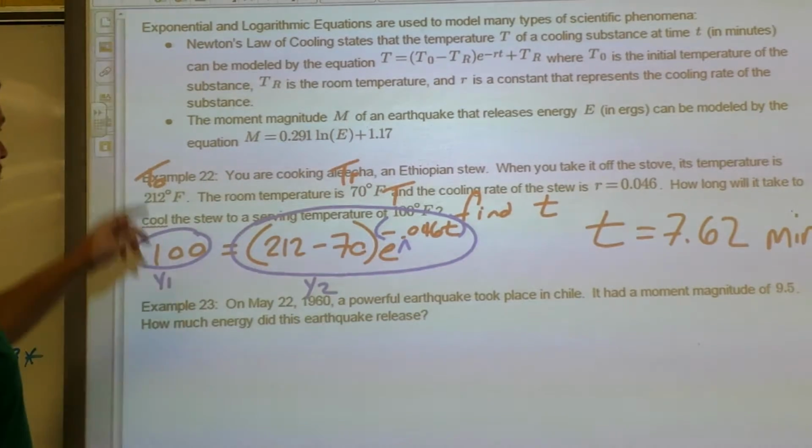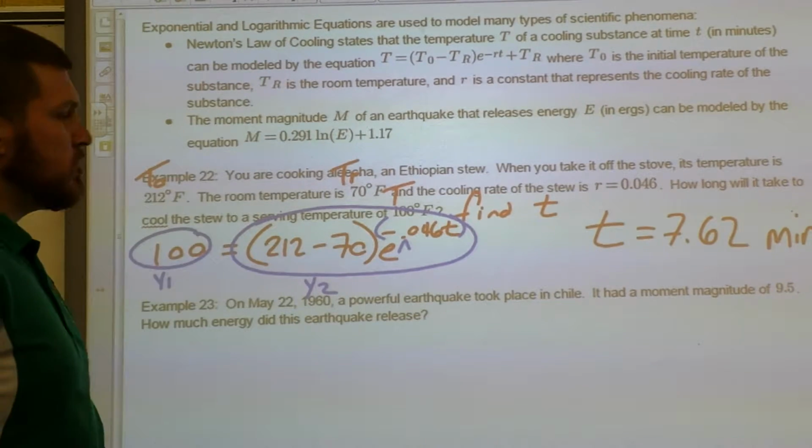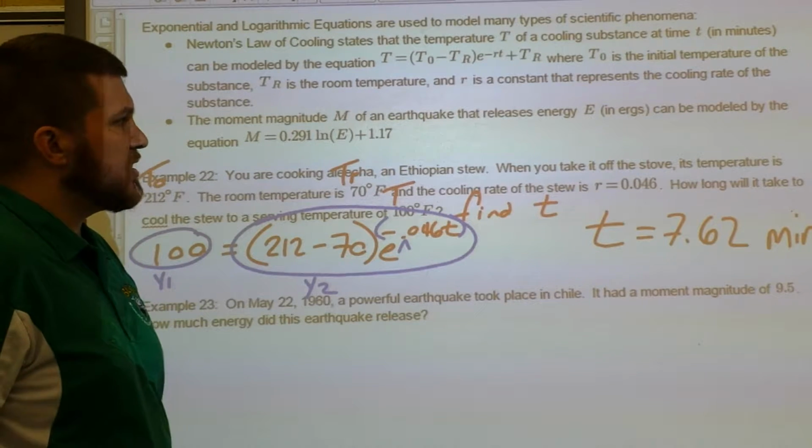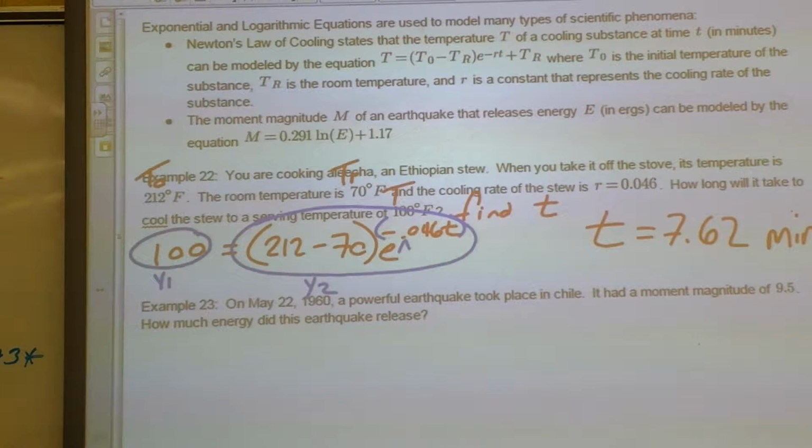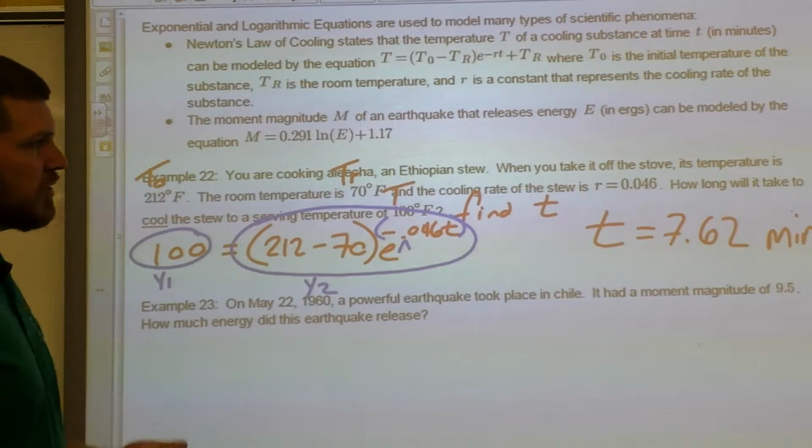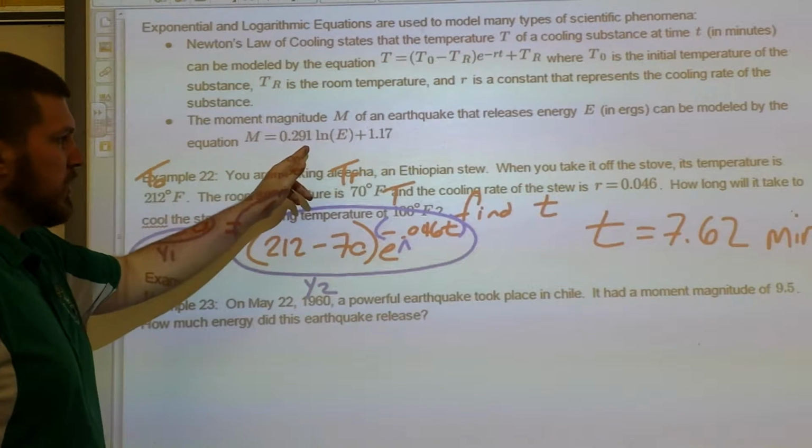Now let's go to the next example. So the moment magnitude, capital M, of an earthquake that releases energy, capital E, in ergs, which is just a unit of measure of energy, can be modeled by this equation right here.